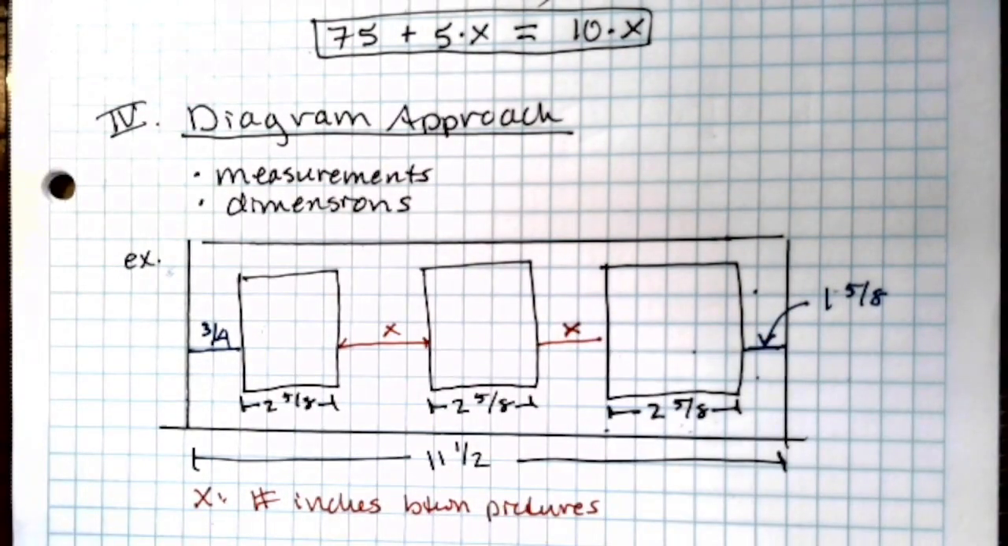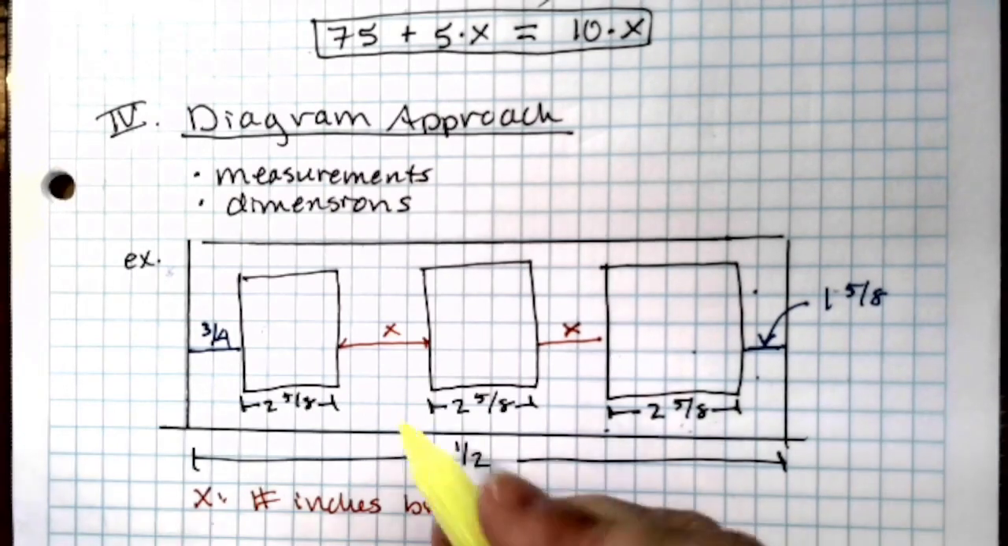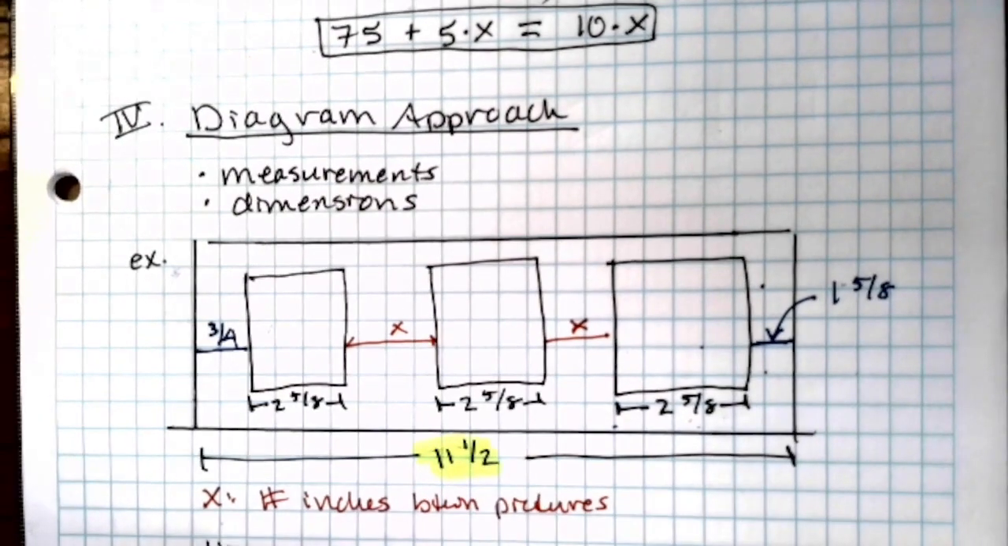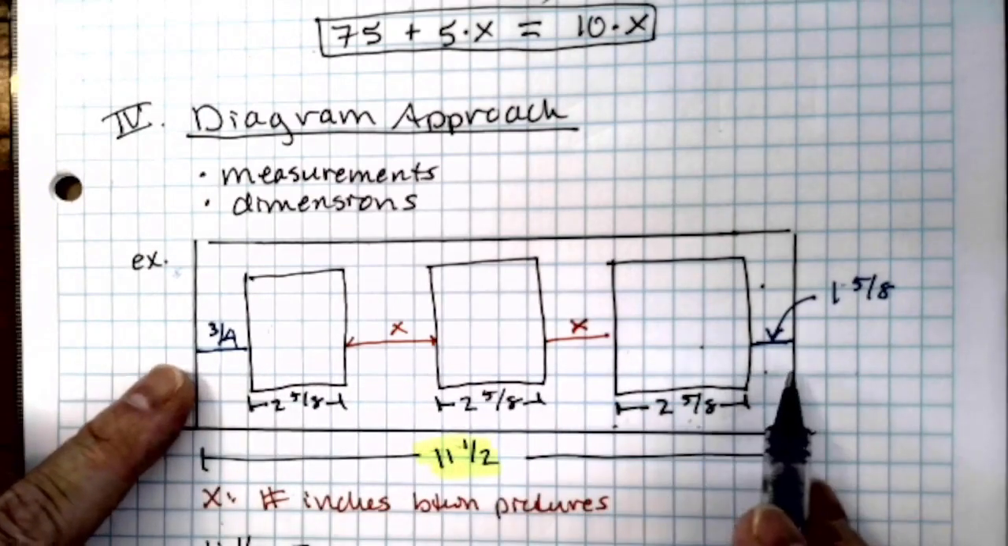Okay, so when you're setting up a problem like this, you need to look for a total. In this case, your total width is 11.5 inches. So that's what everything is going to be equal to. So your 11.5 inches is going to be equal to all these things added together.